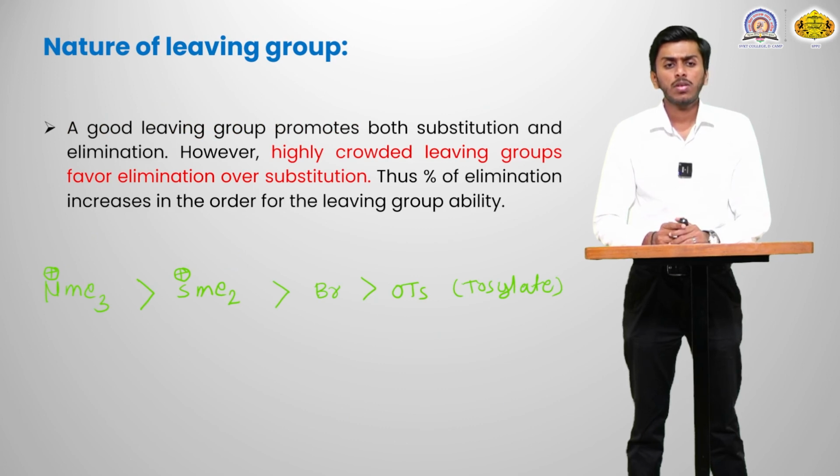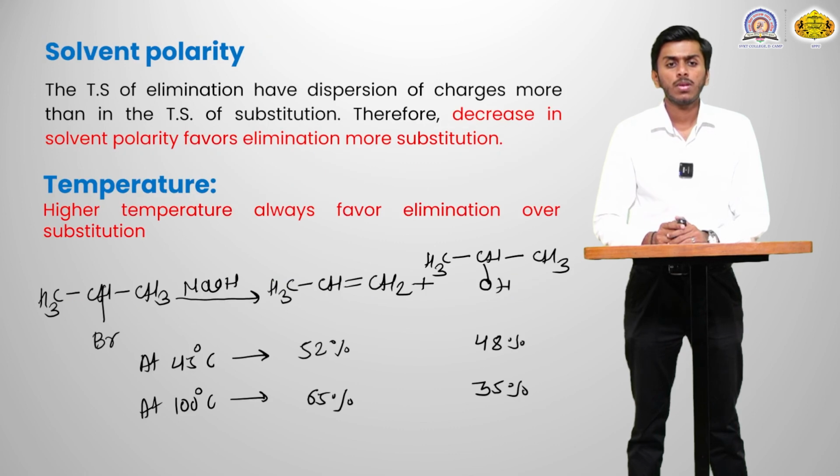Next is the nature of the leaving group. A good leaving group, however, promotes both substitution and elimination. However, a highly crowded leaving group favors elimination over substitution. Thus, the percent of elimination increases in order of leaving group ability. Solvent polarity. The transition state of elimination has more dispersion of charge than the transition state of substitution. Therefore, a decrease in solvent polarity favors elimination reaction rather than substitution.